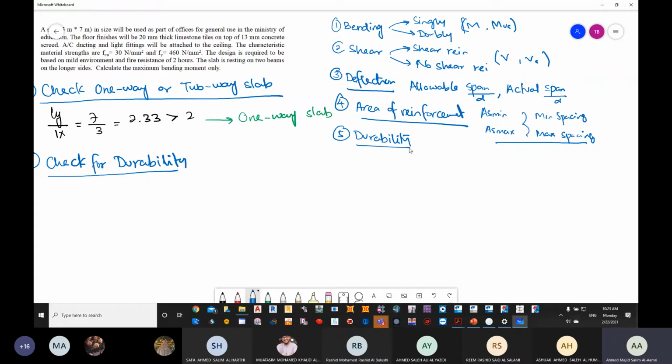So once again, these are the 5 checks that we need to have when we are designing a concrete element. If you maintained that your element is safe in these 5, then you can say that your element is safe to take these particular loads. Okay. So now we are going to check.